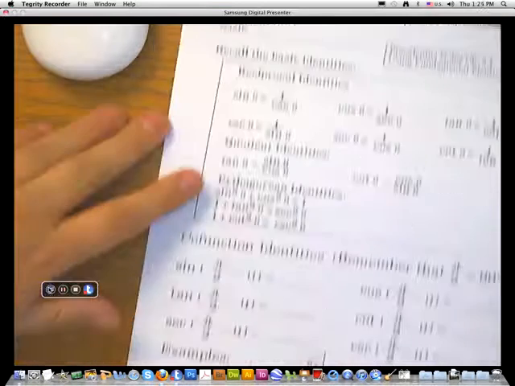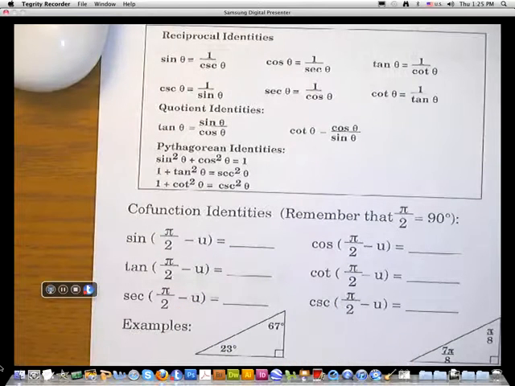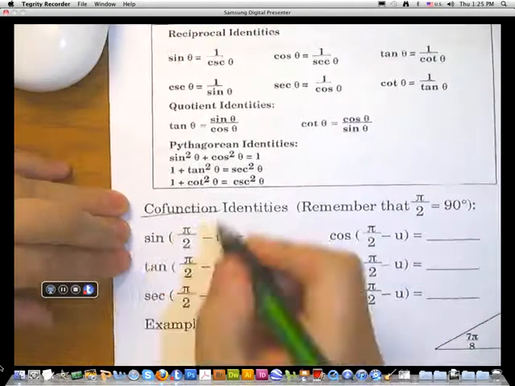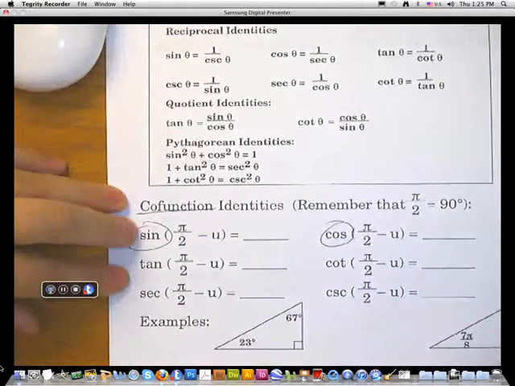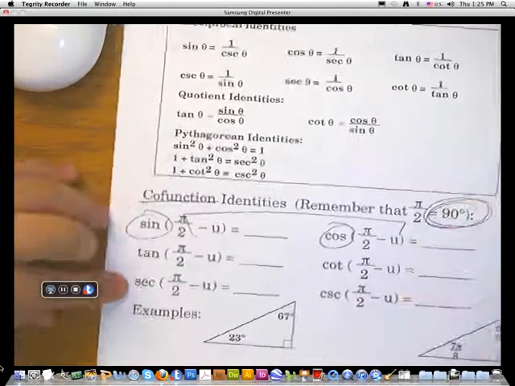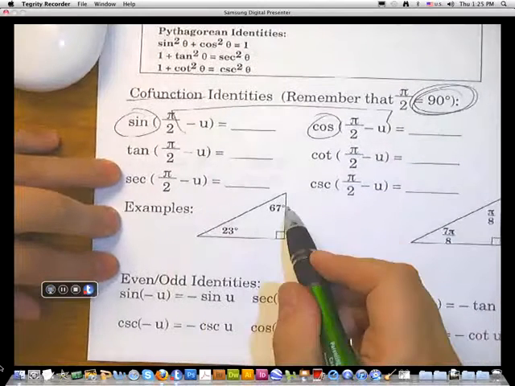5.1, we're going to be going back to those identities that we started with in the previous chapter. So this first page is all about reviewing those identities, knowing them. Again, if it's a cofunction, cofunction means sine and cosine go together and that their angles are complementary. They add up to 90 degrees. So here, these are cofunctions.